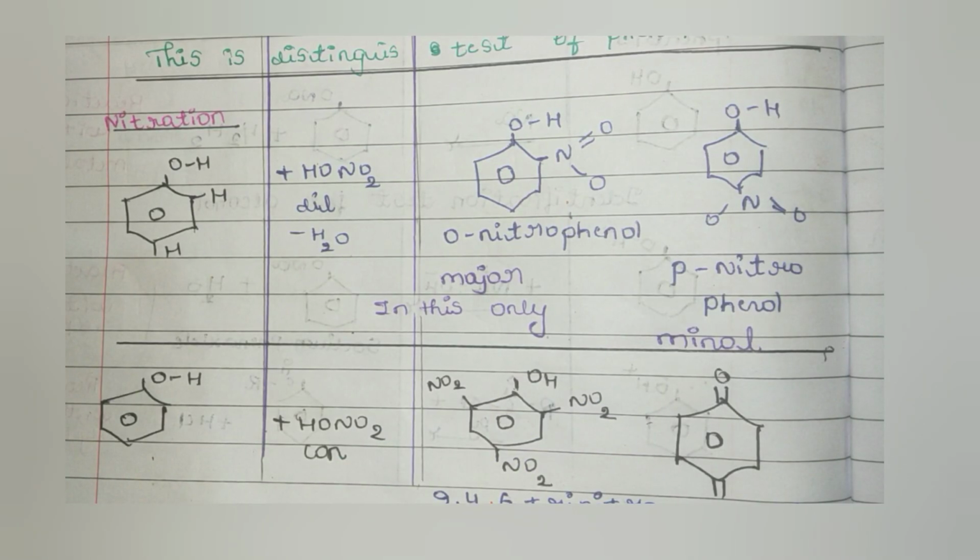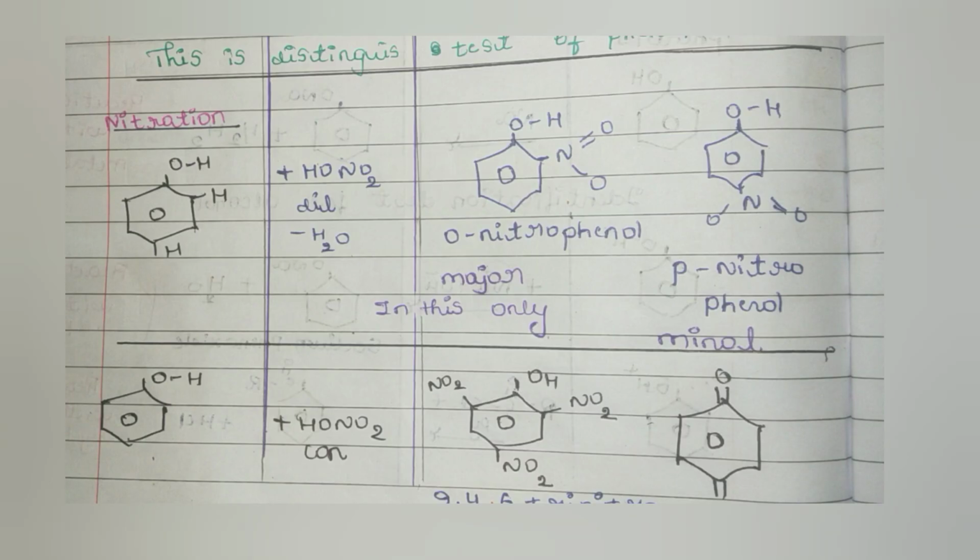Nitration. When phenol is treated with dilute HNO3, it gives ortho-nitrophenol and para-nitrophenol. In this, the major product is ortho-nitrophenol. Only in this reaction is ortho-nitrophenol the major product. In all the remaining reactions, para-nitrophenol is the major product.